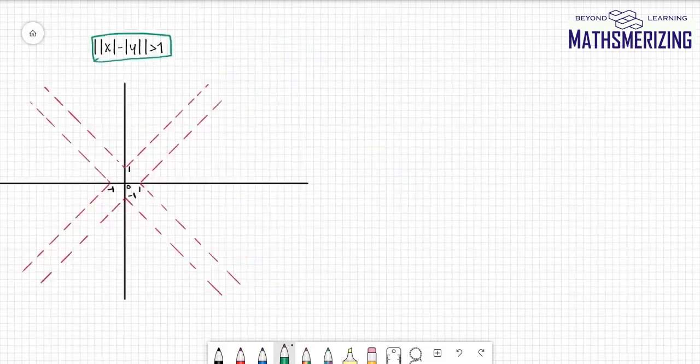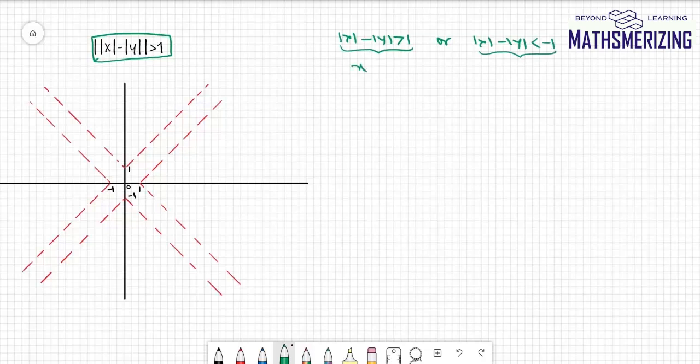Now mod of x minus mod of y greater than 1, I can write it as mod of x minus mod of y is greater than 1, or mod of x minus mod of y is less than minus 1. So I'll plot these two regions. For the first one, the basic graph is x minus y equals 1. So I'll draw the graph. When y is 0, x is 1. When x is 0, y is minus 1.